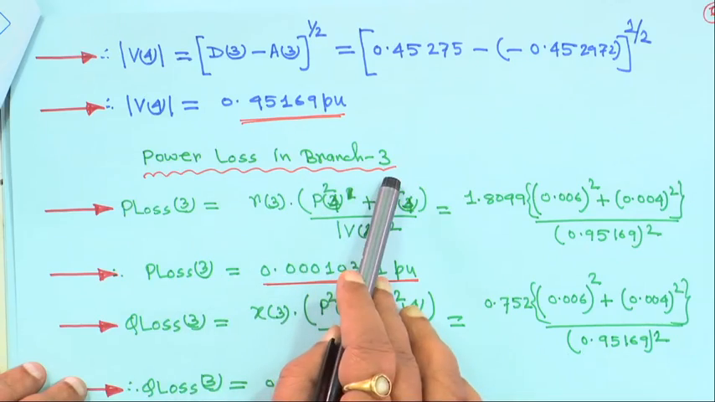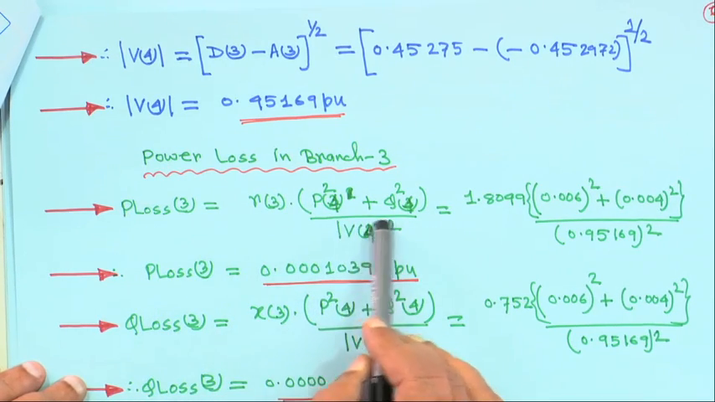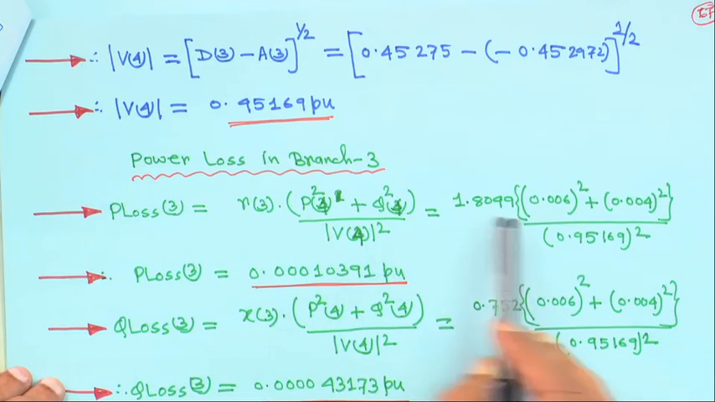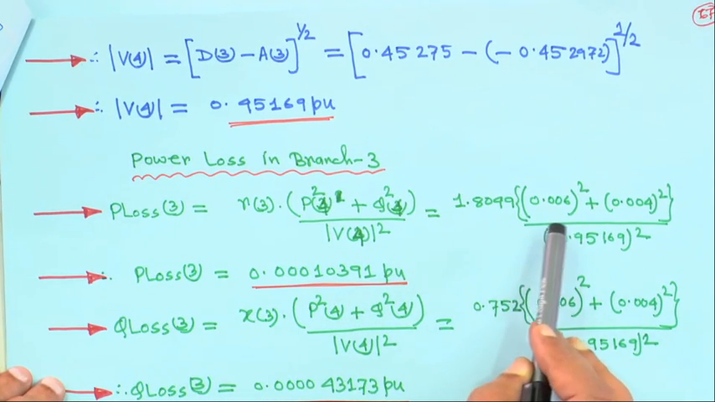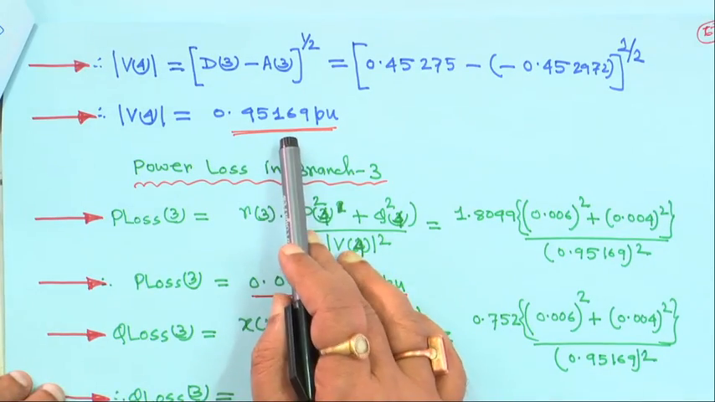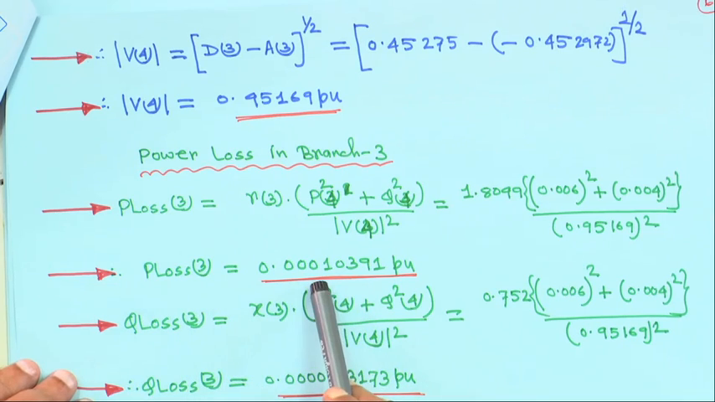Now, power loss in branch 3, in a similar way, will be R3 into (P4 square plus Q4 square) upon V4 magnitude square. So, R3 is 1.8099, then P4, Q4 you substitute here, the square divided by voltage 0.95169 its square. So, branch 3 power loss is coming 0.000010391 per unit.